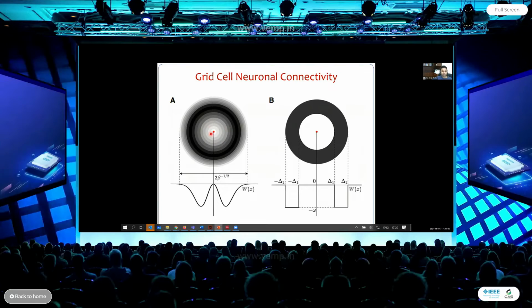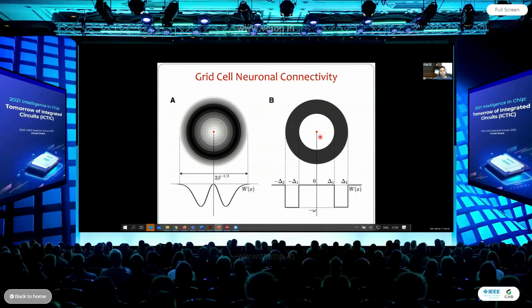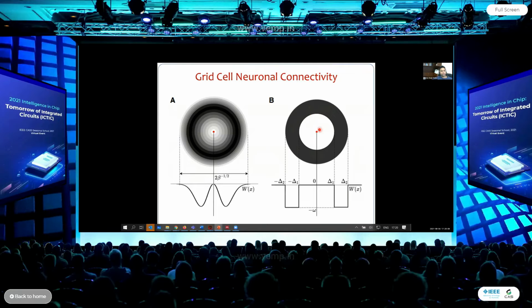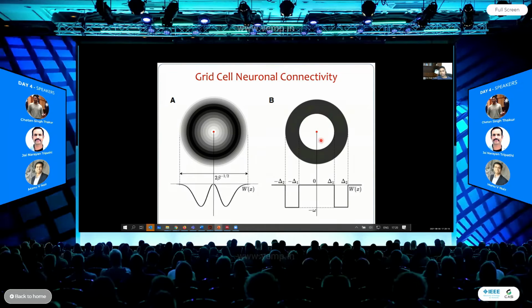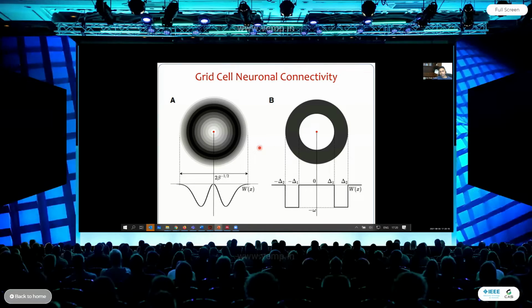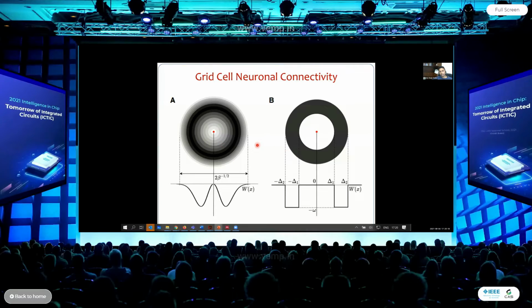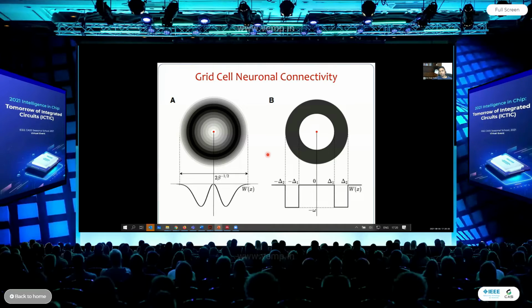So we did some kind of optimization and tried to do mainly ring kind of connectivity, and it works fine without losing much accuracy. That's the optimization we did, and we approximated this connectivity using a ring-like structure here.